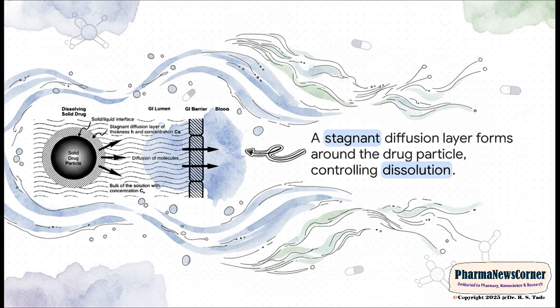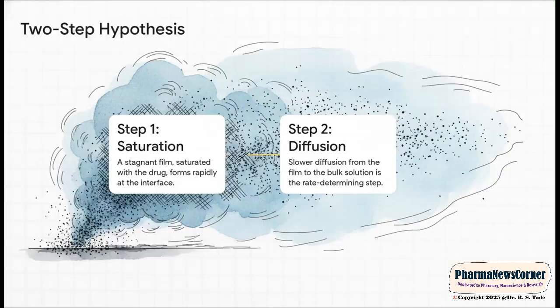They call this the stagnant layer, and the entire process of dissolution depends on how the drug molecules get across this tiny, tiny barrier. The theory breaks it all down into 2 pretty simple steps. First, the drug dissolves right at the surface, and it quickly fills up that stagnant layer until it's completely saturated. Then comes the second step, which is way slower. The drug molecules have to diffuse from that highly concentrated layer out into the main body of the liquid, which we call the bulk solution. And because that second step is the slow one, it's our rate-determining step.